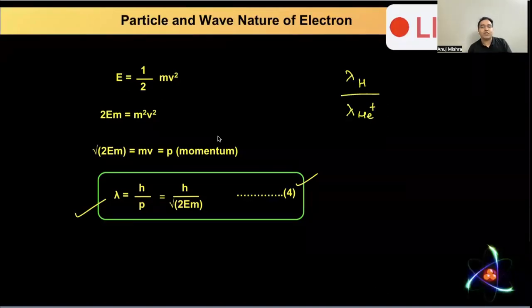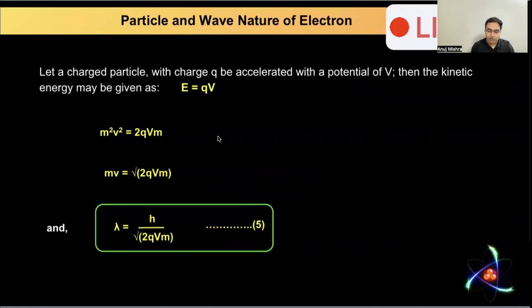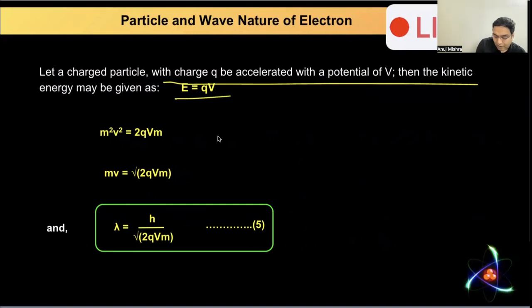Accordingly, your lambda will change, will become more or less. So you can always use the formula and try to attempt these kinds of questions. See, one more conversion. If there is a charged particle with charge Q and potential difference V, and the kinetic energy E is QV. So again, you do mv square, which is 2QVm. You do for mv, put it back.